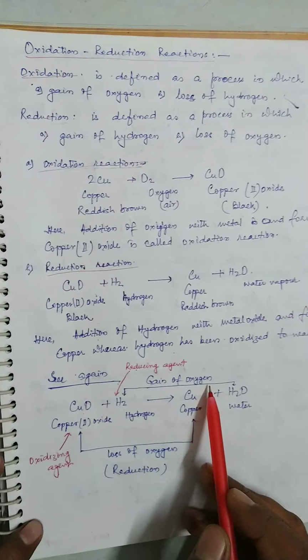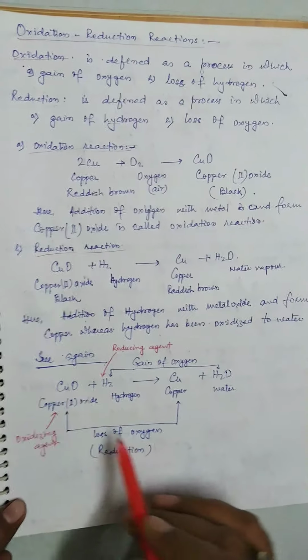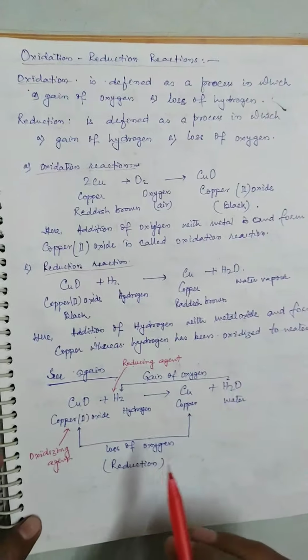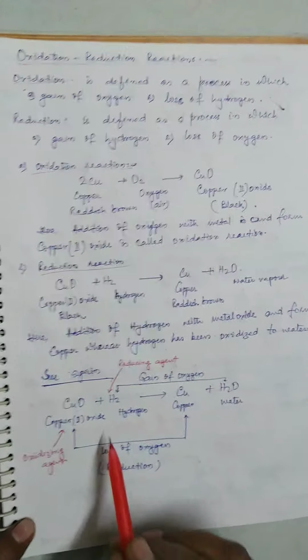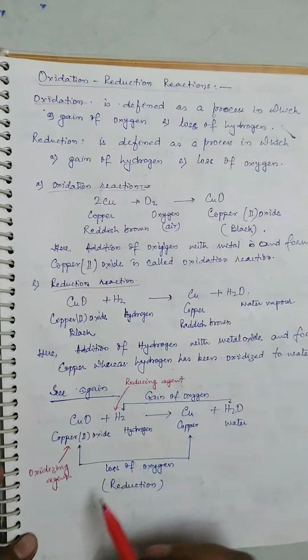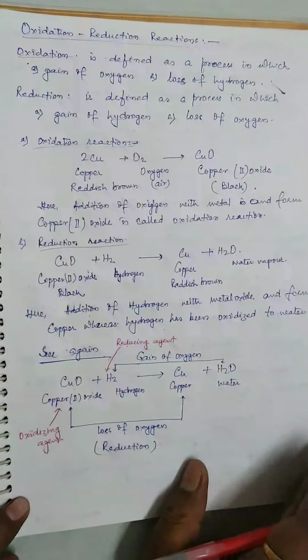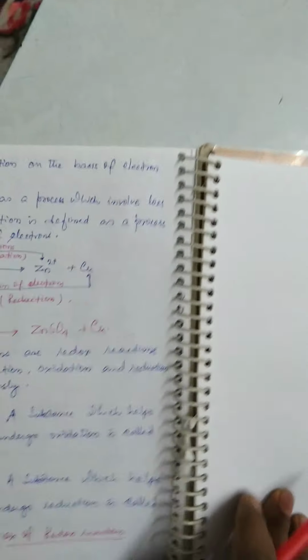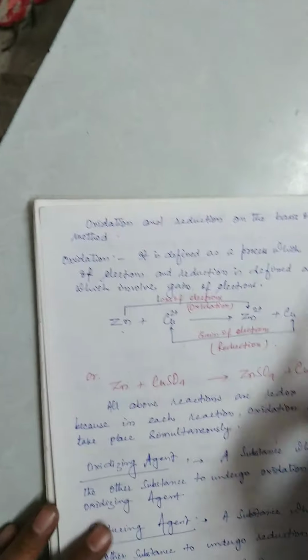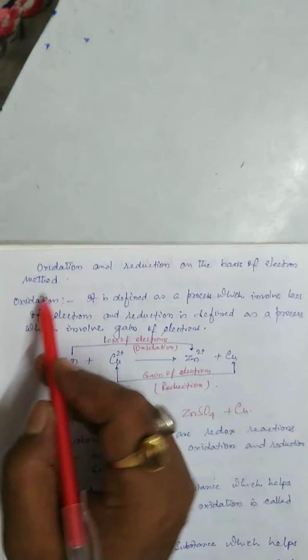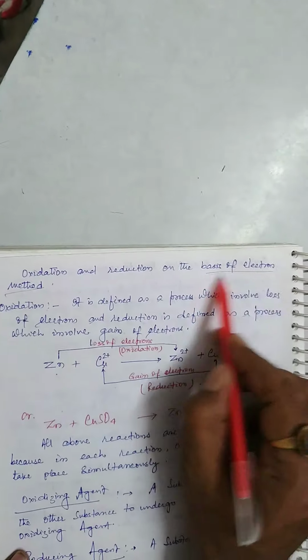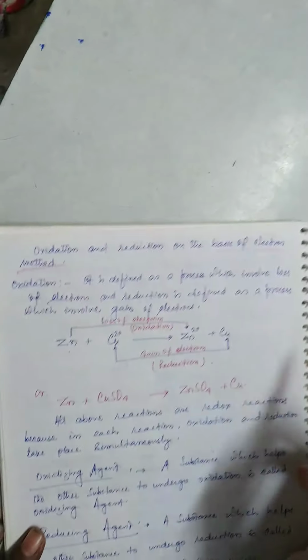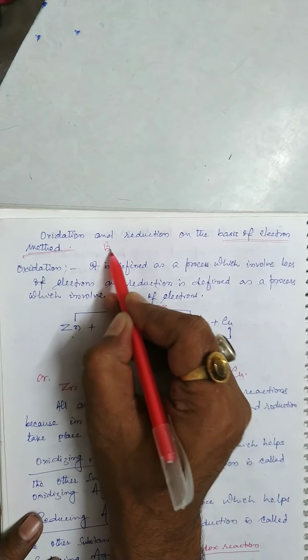In gain of oxygen and loss of oxygen, for this type of reaction we show the label of oxidation reaction with reducing and oxidizing agent. Next is oxidation and reduction on the basis of electron method. It is a very important reaction for your examination, board examination. It is a board model reaction.